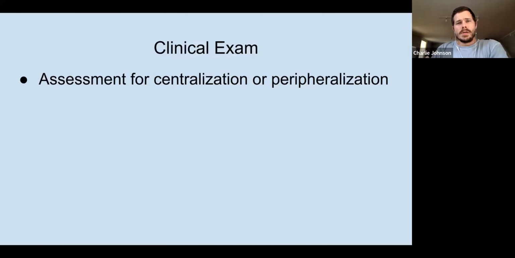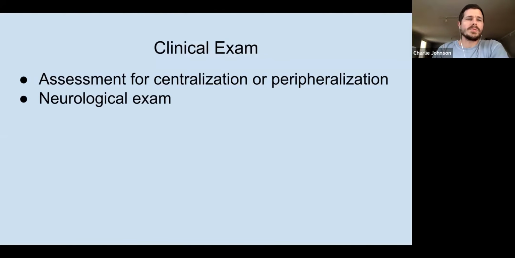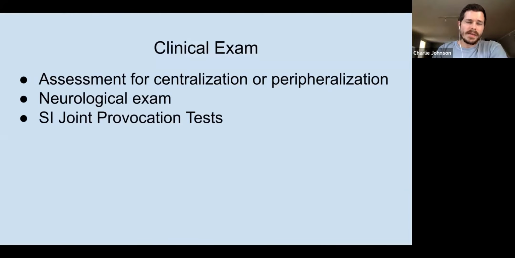Okay. So the first part of a clinical exam should be for what we call assessment of centralization or peripheralization. I'll explain that in a moment. Then the second component, in no specific order, by the way, would be a neurological exam, right? And the third, probably last component, would be what we call SI joint provocation tests.